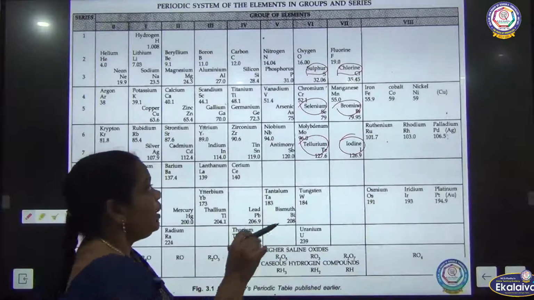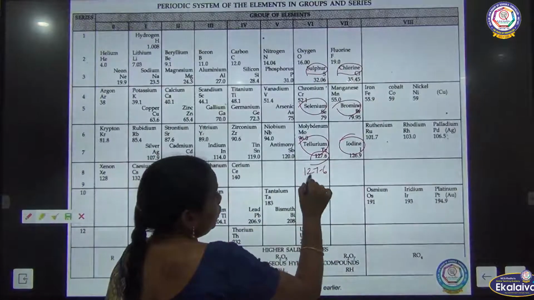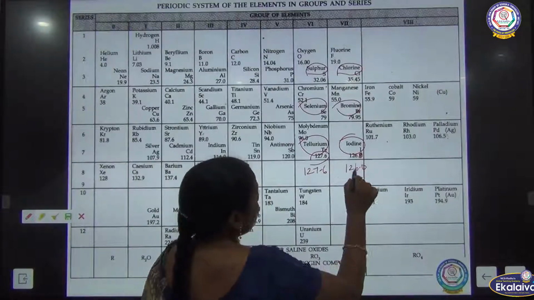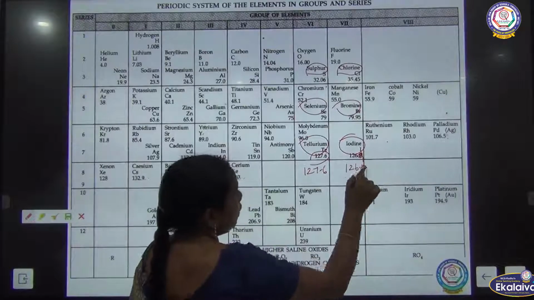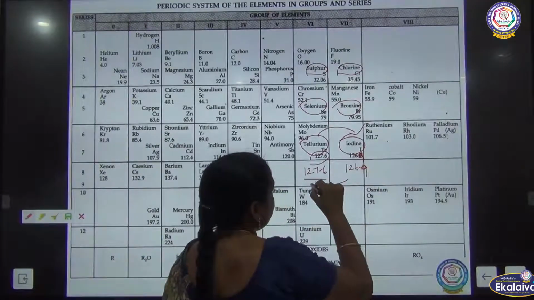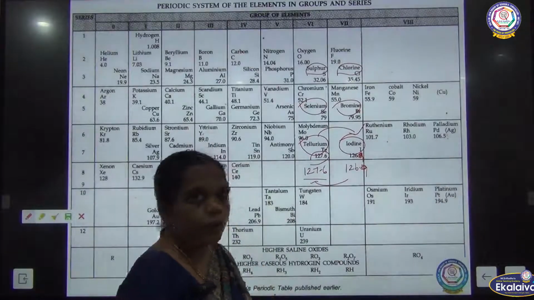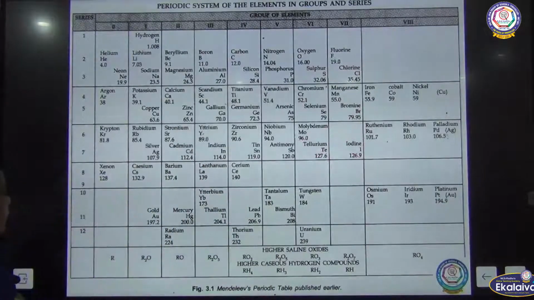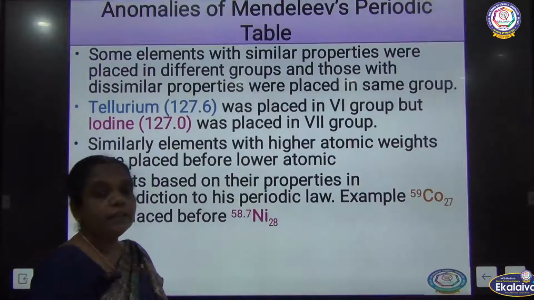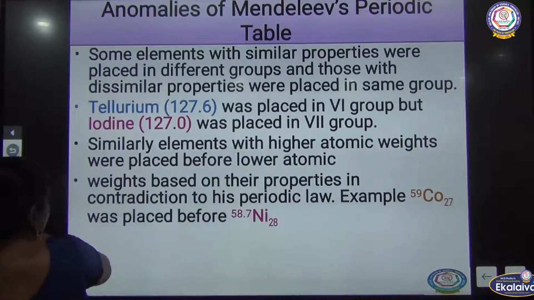But while arranging by increasing atomic mass, tellurium is 127.6 and iodine is 126.9. Which one is greater? Tellurium. Actually tellurium should be placed here and iodine should come after. So they are dissimilar properties in the same group. This is one of the limitations of Mendeleev's table when arranging by atomic weight.